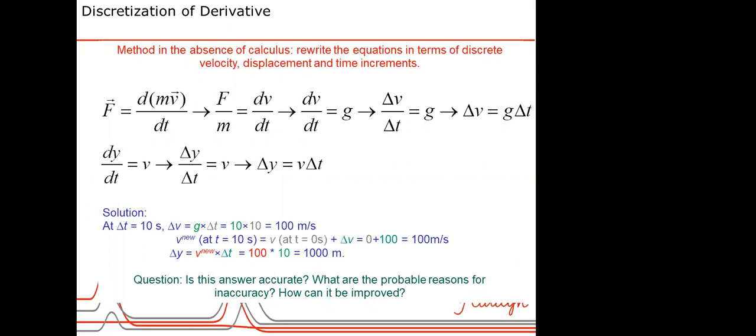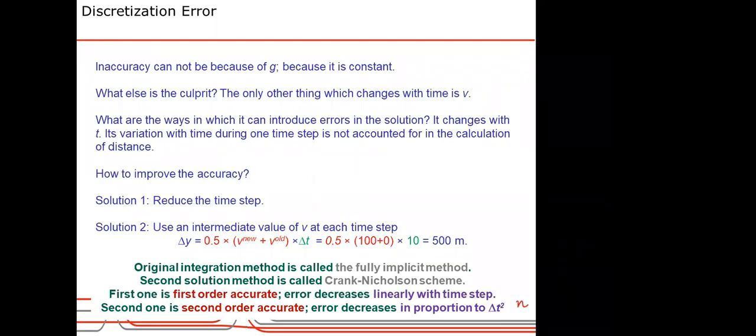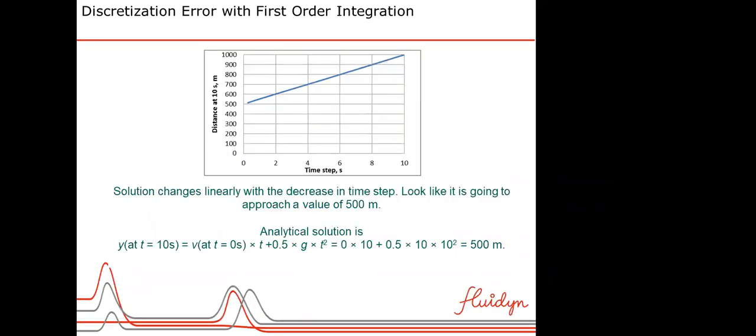Now, instead of using the velocity at the end of the time step, suppose we use an arithmetic average of the velocities at the beginning and the end of the time step. Then we can see that delta y, that is the displacement in 10 seconds, is equal to half times the new velocity plus old velocity multiplied by the time step. It is equal to 500 meters, which is the correct result. Otherwise, suppose due to some reason we cannot use this average, and we want to use the velocity at the end or beginning of a time step, then what is required is you reduce the time step. So for example, you can do this exercise and do a simple calculation.